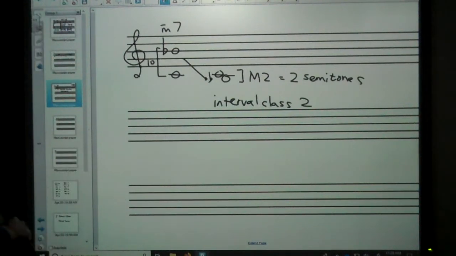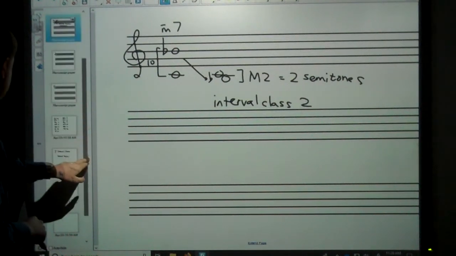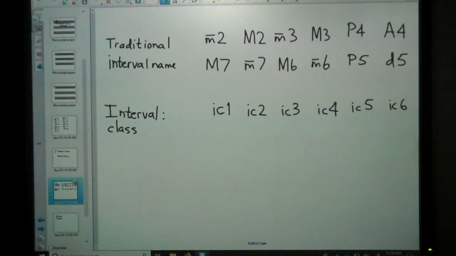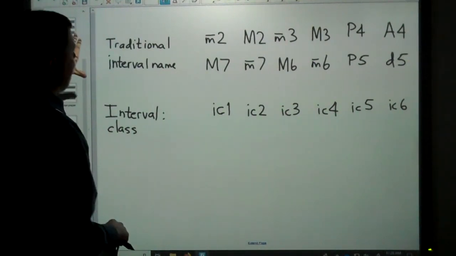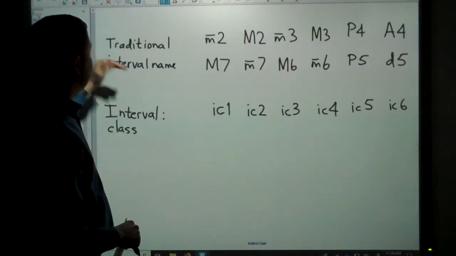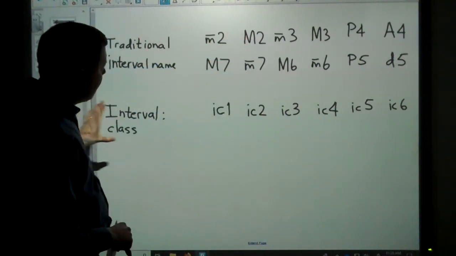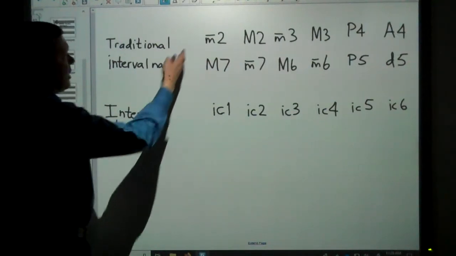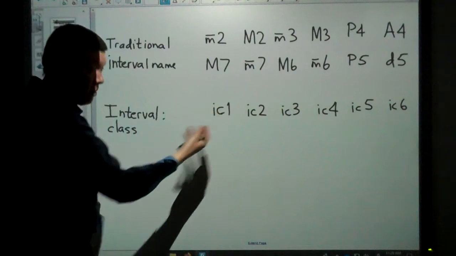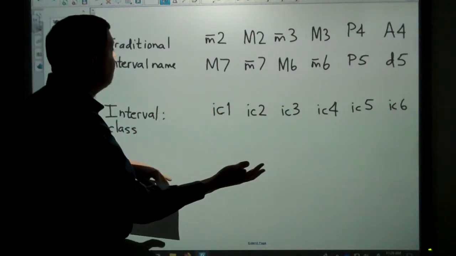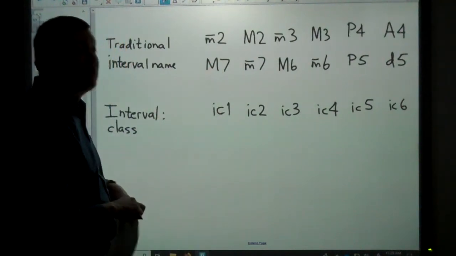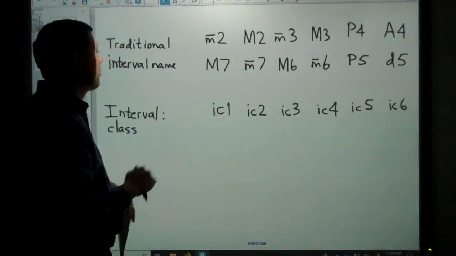So, let me go to a different screen here to show you what the 6 main interval classes are. I believe I wrote them down. Yes, and here they are. Up on the top rows, I have traditional interval names. And down in the bottom row of this chart, I have the interval class. And you can see that the first one in this table is the one that I just used as an example.